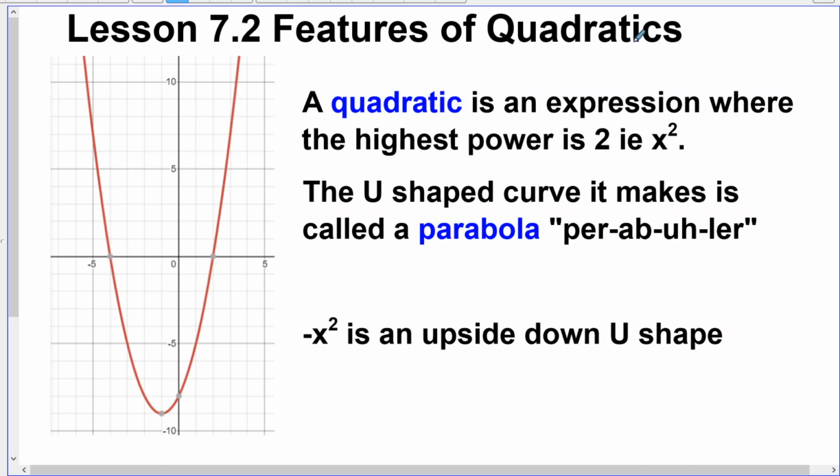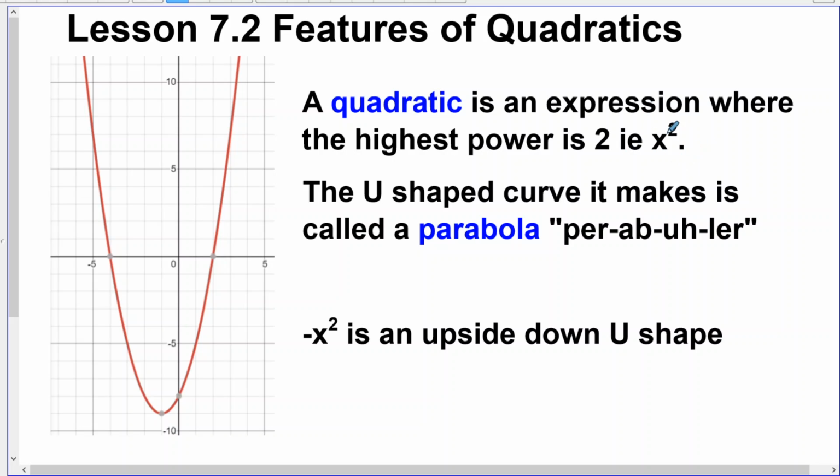First of all, let's make sure we know what a quadratic is. A quadratic is an expression where the highest power is 2. In other words, something that has x squared as its highest power. So something like x squared plus 2x plus 8. If you had something like x squared plus x cubed, then that wouldn't be a quadratic because the highest power would be x cubed, which is actually 3.